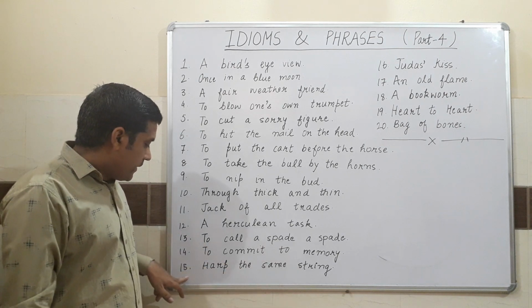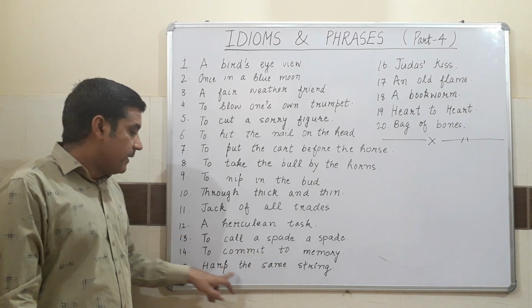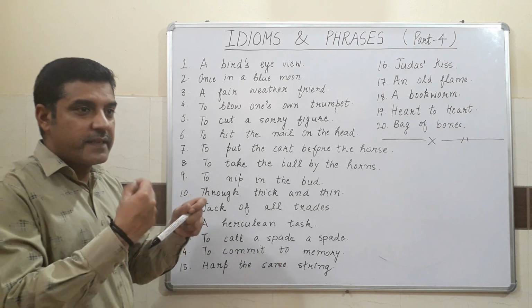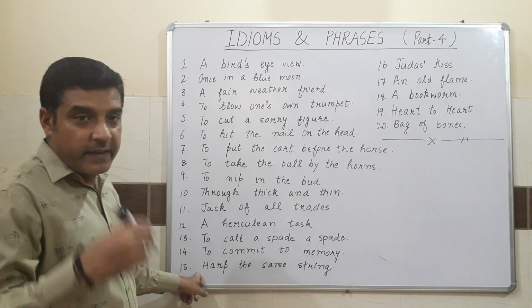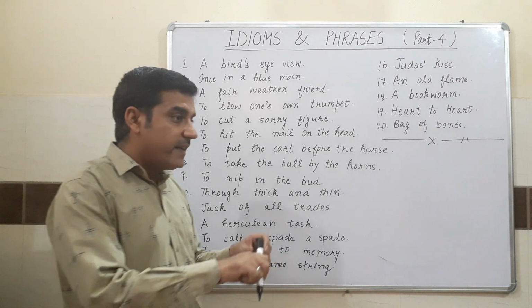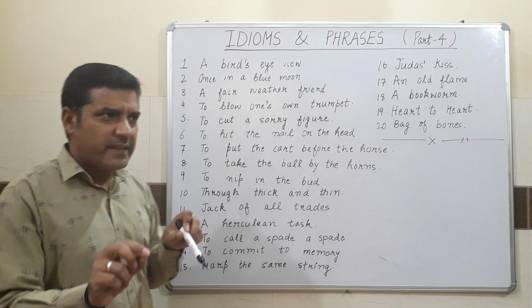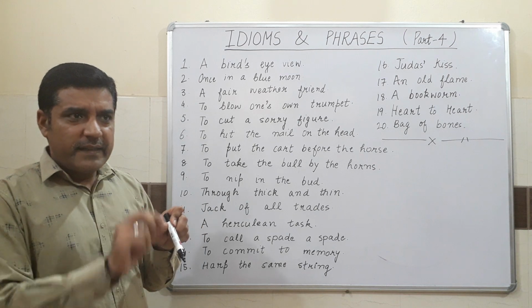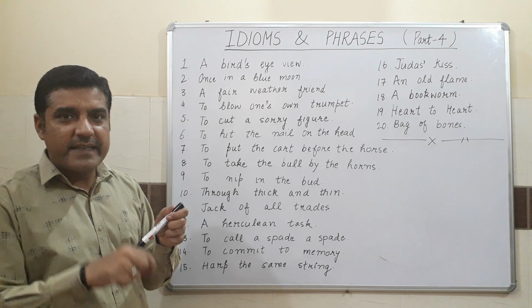Then we have 15th, harping the same string. Harping is that process, a process of that instrument, musical instrument, playing that musical instrument. The same string. String is that wire sort of thing in that musical instrument, like sitar or guitar. In these, you have a string, fine, and the process of playing that string is harping.